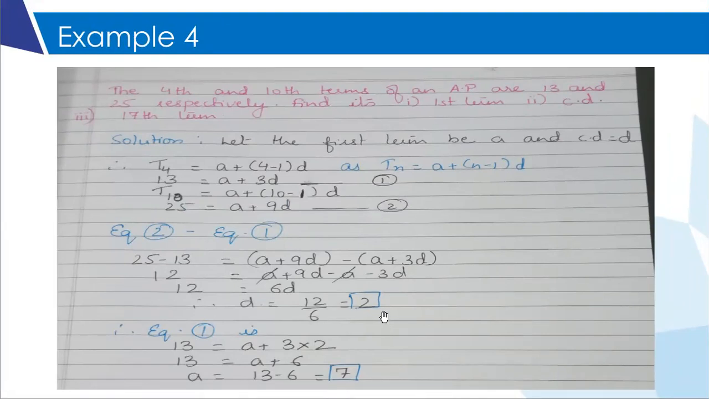This is how we get the value of a and d. And once you have got the value of a and d, you can always calculate. So your first term is done, your common difference is done. Now you have to find out the 17th term.